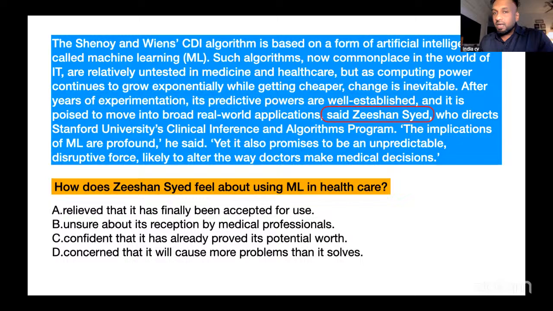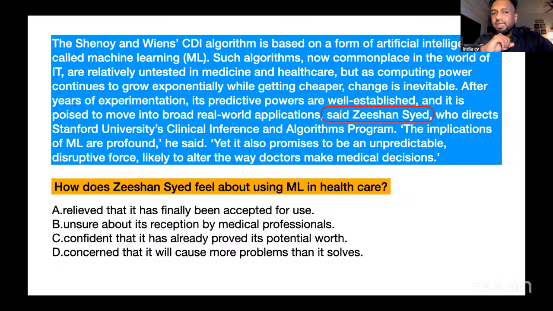They do that over smartness to understand. See what this paragraph is telling. So they read the next line. The implication of ML are profound, he said, yet it also promises to be unpredictable. Okay. When he said the implication of ML are profound, he said, full stop. Done. Whatever he said is done. Now, this is an author's opinion which is coming in an inverted comma.